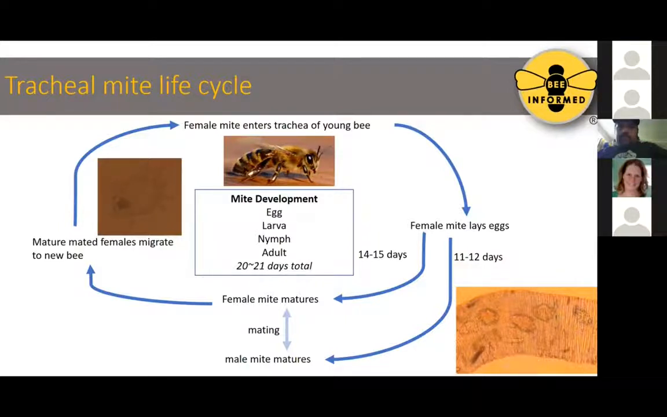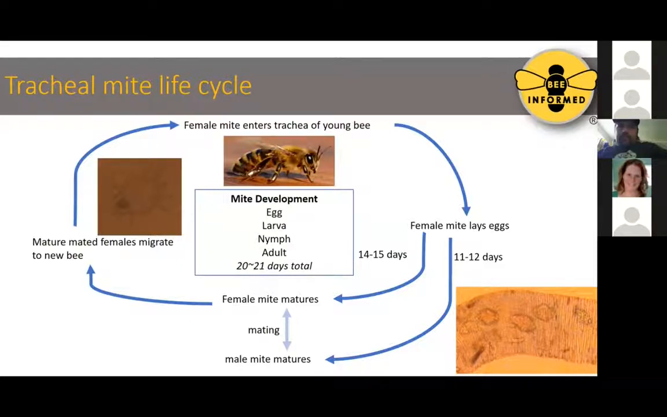Once she's in there and lodged in the trachea, she lays eggs. Typically it's about half a dozen within the first 3 or 4 days. She'll lay both female and male mites. Typically, the female mites outnumber the male mites 3 or 4 to 1. The males mature a little quicker, 11 to 12 days. Females are 14 or 15. But once both male and female mature, they mate, and that process takes about 3 weeks total to get the eggs laid, matured, and mated.